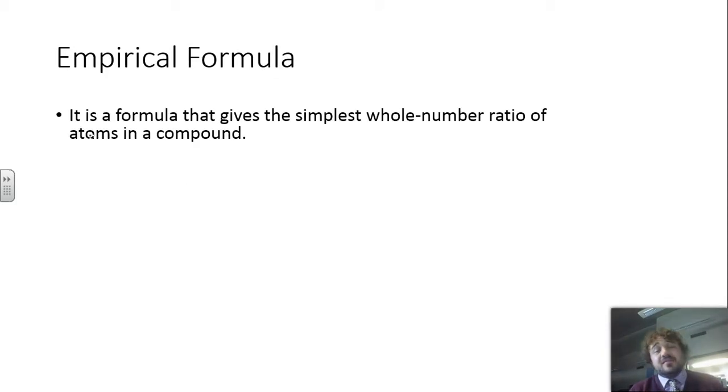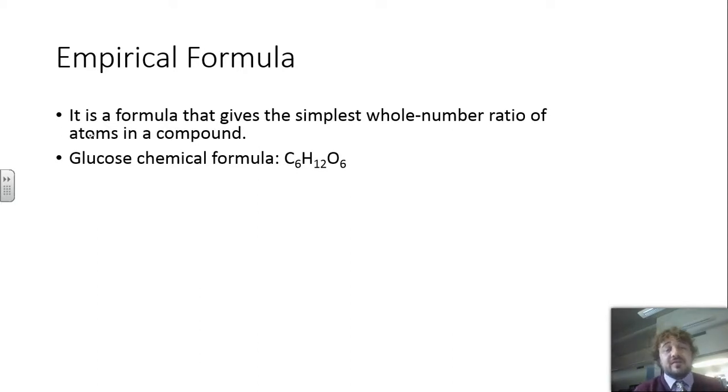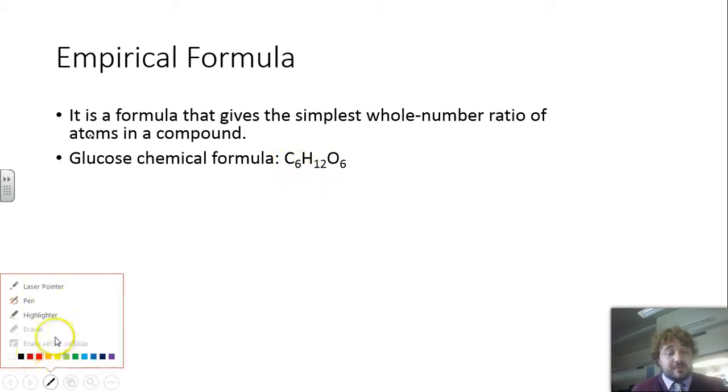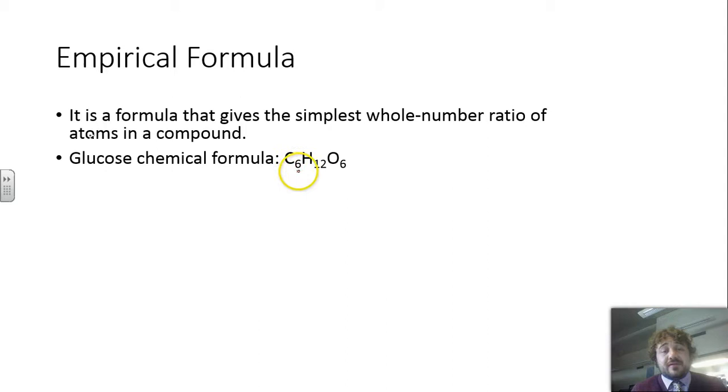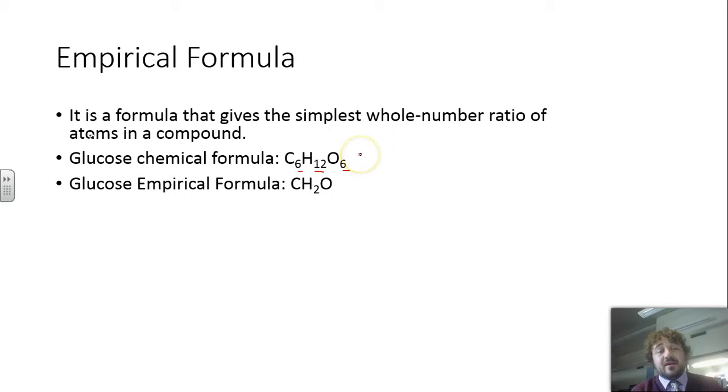Alright, so empirical formula. Basically, it gives you the simplest whole number ratio of atoms in a compound. Okay, so again, whole numbers. And it's not the actual formula, it's just the simplest version of it. So for glucose, the chemical formula is C6H12O6, but the empirical formula, if it's the smallest ratio, remember the common denominator for all of these subscripts is 6, so they're all divided by 6, which means our empirical formula is CH2O.